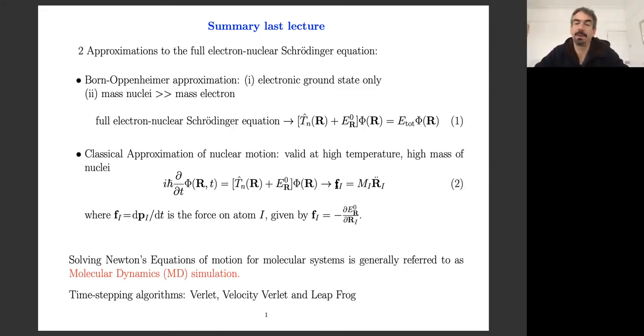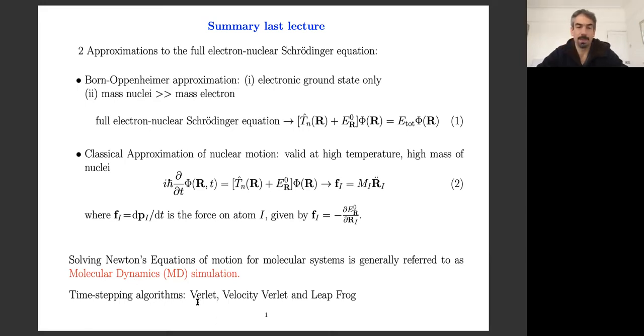So that means, even though this equation is much simpler than that one, you still cannot solve it analytically, and you have to solve it numerically. And this can be done. It's just a system of linear second order differential equations.